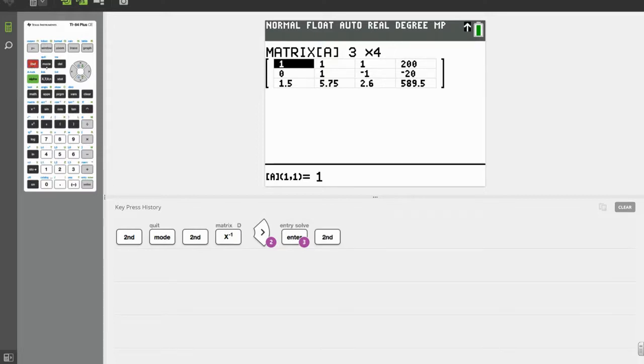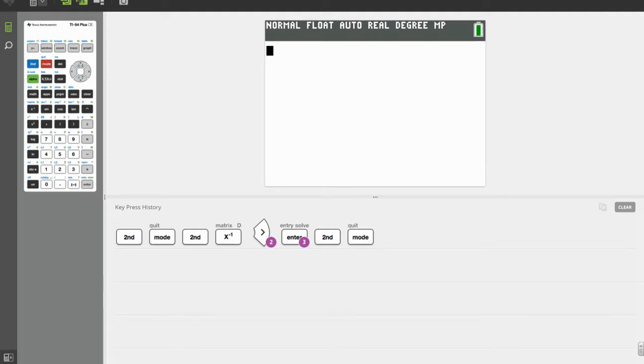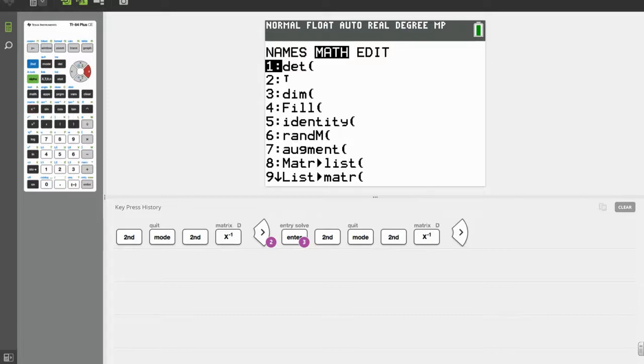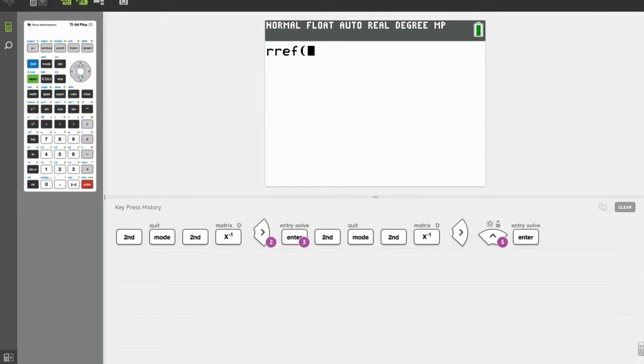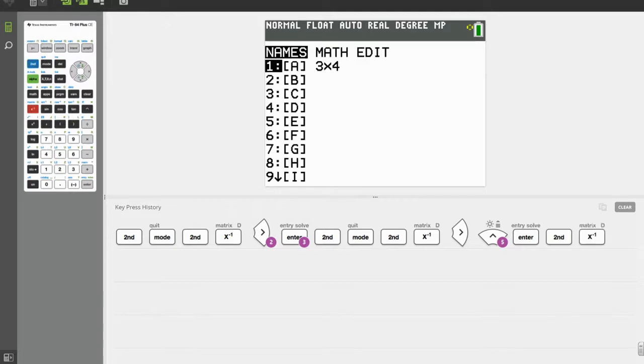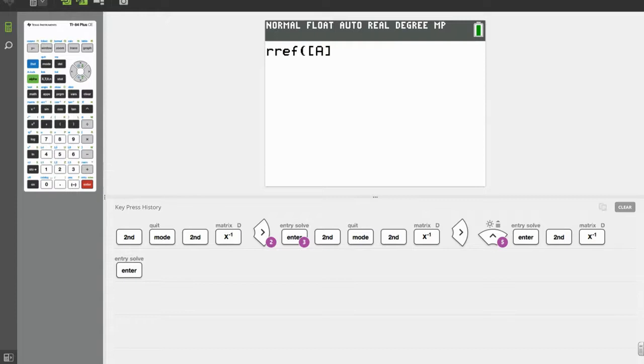So we're going to go to second mode, and now we're going to do matrix math. So second inverse, go to math. We're going to find reduced row echelon form. I'm going to hit enter. We're going to tell it to perform that matrix math on matrix A. Hit enter. And our solution matrix is there, so let's write that down and then we can interpret that.